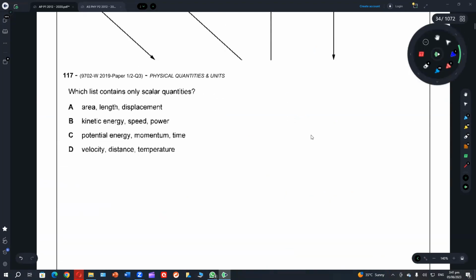Which list contains only scalar quantities? That's an easy question. B, kinetic energy, speed, and power.